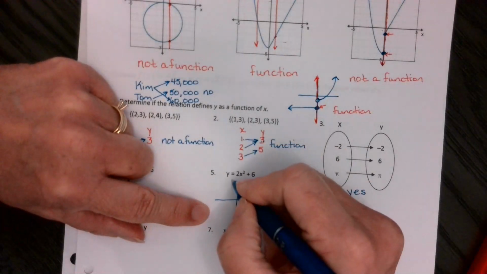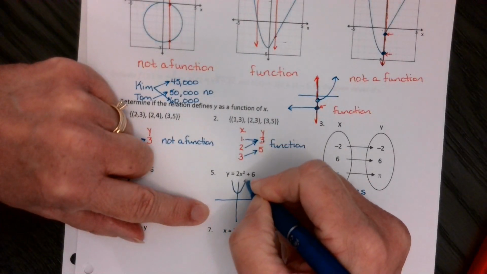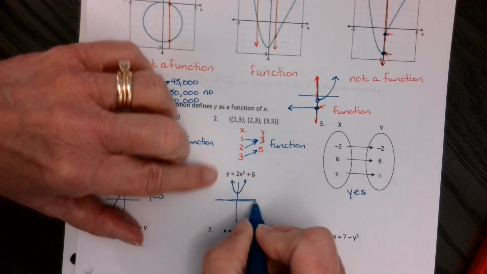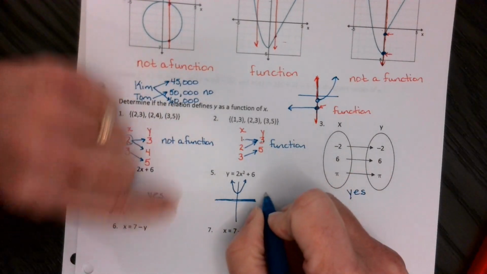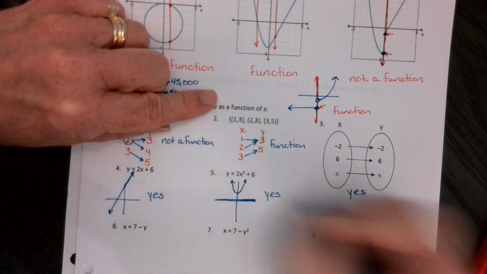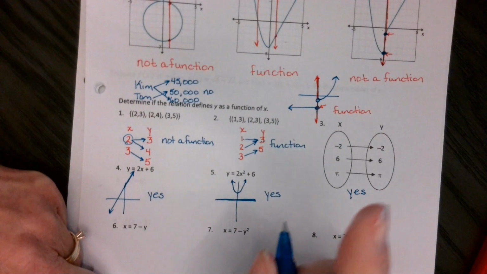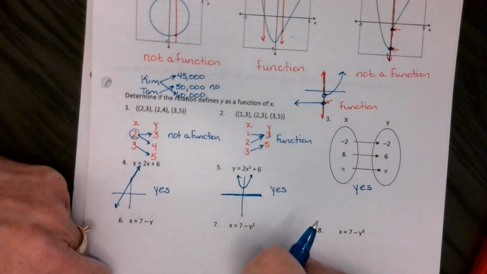So again, this was going to look something like this. This is a terrible graph here. It's kind of crooked, sorry. Okay, so yes, this is a function. The thing you want to look for is a y squared. Once you see a y squared, it's not a function.